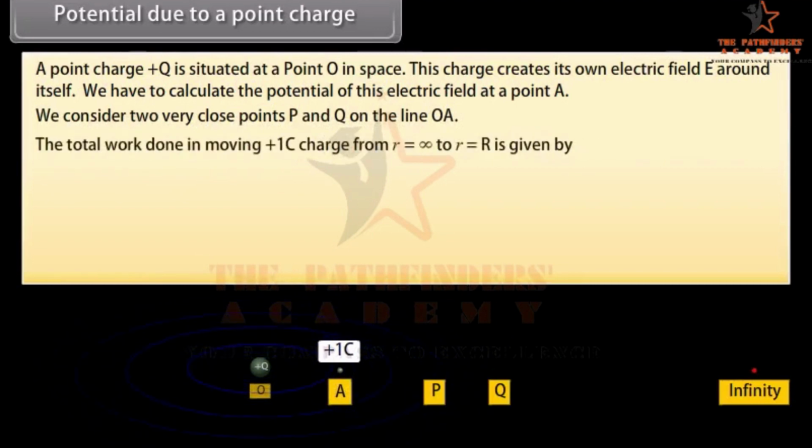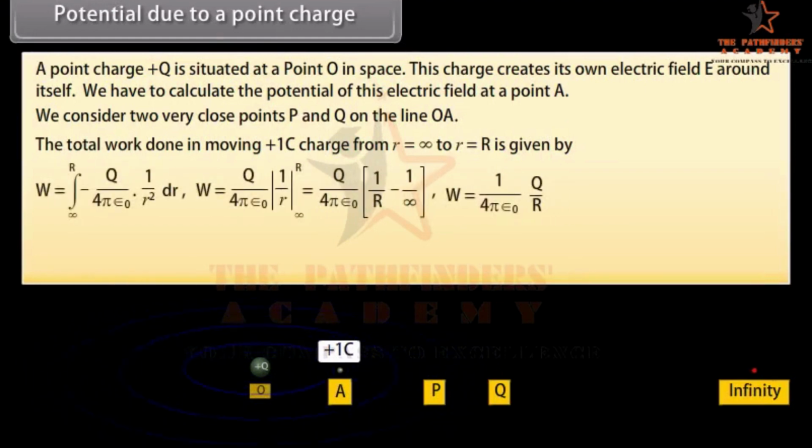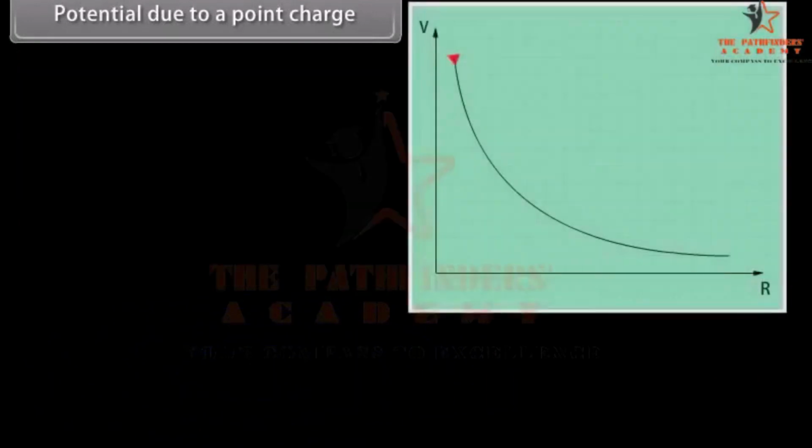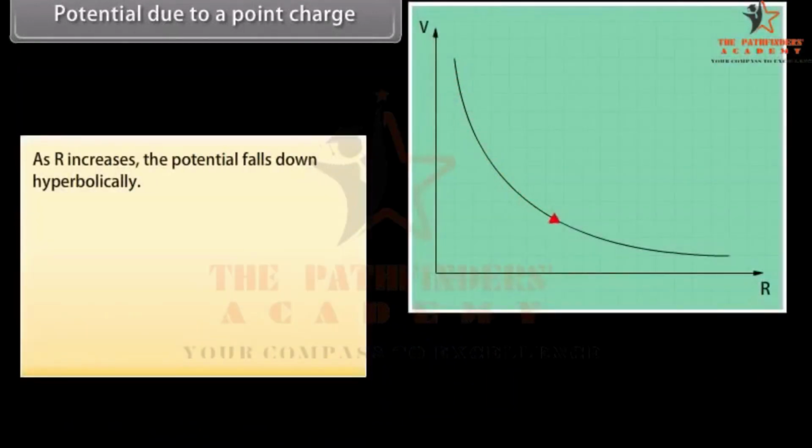The total work done in moving +1 coulomb charge from infinity to point R is given by W equal to 1 upon 4 pi epsilon naught multiplied by Q upon r. This amount of work is the potential of the electric field created by the point charge +Q at a distance r from Q. We can show in the graph that, as r increases, the potential falls down hyperbolically.